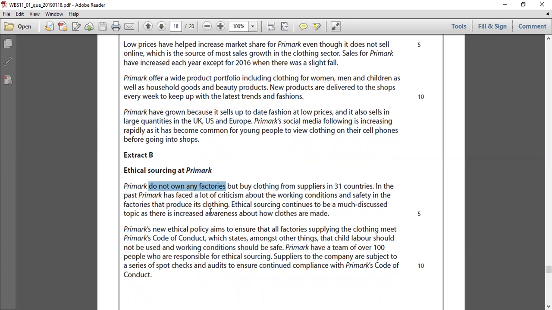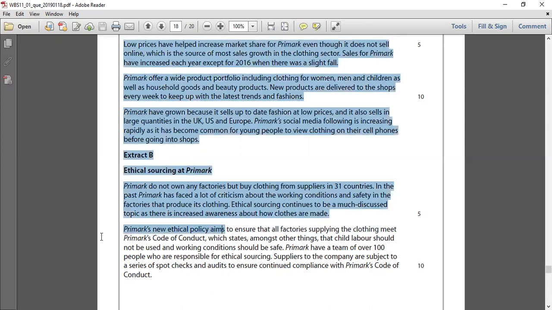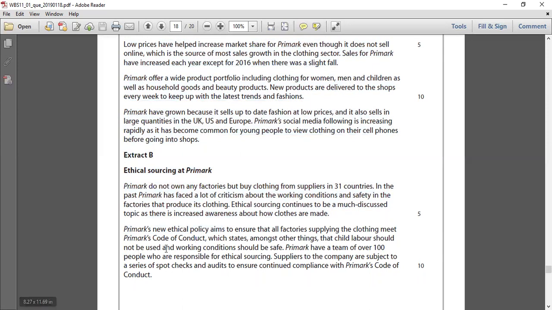So ethical sourcing continues to be a much discussed topic as there is increased awareness about how clothes are made. Especially these garment factories can sometimes be criticized by the public for using child labor and giving low wages, because sweatshops and all these conditions can be there. So Primark's new ethical policy aims to ensure that the factories supplying the clothing meet the Primark code of conduct.